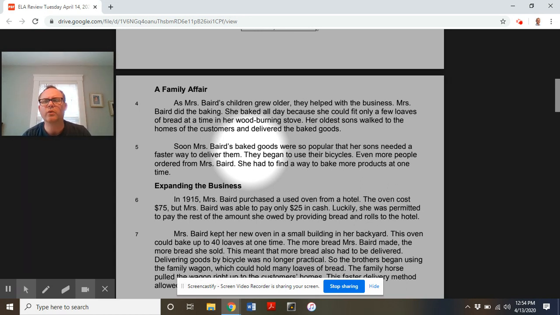So what were they doing? Well, they were helping her, right? They were helping. Okay, Mrs. Baird's family helped her deliver the bread.